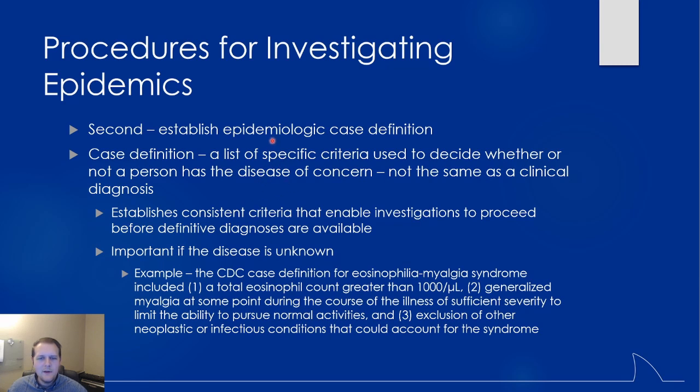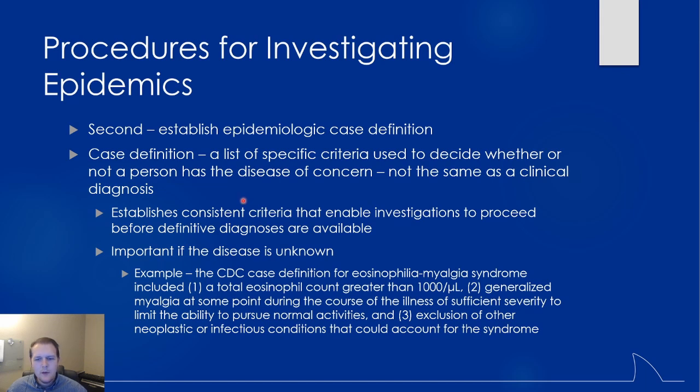It should be a list of very specific criteria to decide whether or not a person has the disease of concern, right? This may not be the same as a clinical diagnosis. It could just be a certain set of signs and symptoms, certain laboratory values, things like that, to be our case definition, right? And these are designed to cast a pretty wide net to catch as many people as you can, and then eventually you can rule people out once you get a little bit better case definition design. But you want to use consistent criteria to proceed even before you get a definitive diagnosis in a lot of those cases.